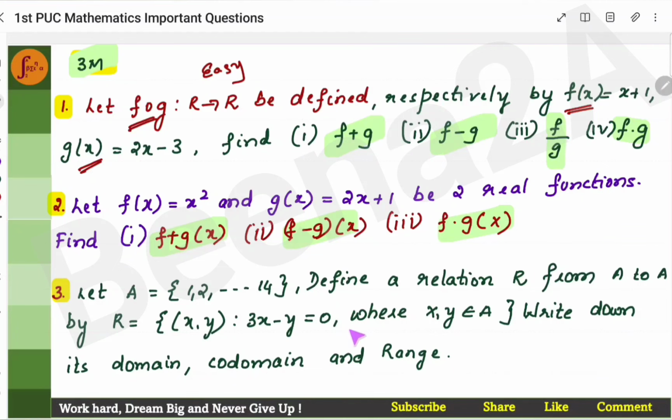And here you have a different kind of problem. Set A is given, relation is given, right? Now you have to write down the domain, codomain, and range. Simple. You put all the x values from A, all the y values from A, and see which values give you 0. That becomes your relation, right? Those ordered pairs will become your relation. And then you have to write the domain, codomain, and range.